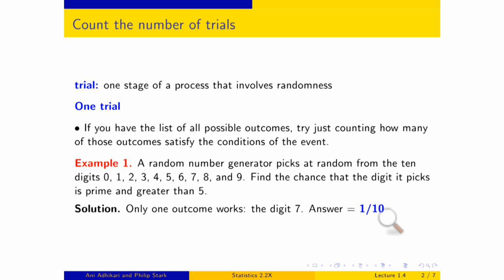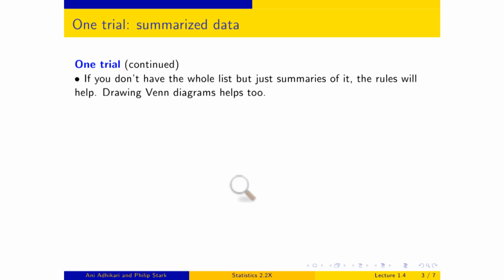Look, no rules. Well, there are rules in the background, but you don't have to do any formal application of a rule. So if you have the whole list of outcomes, just please stare at the outcomes and just count which ones satisfy the conditions. Now, sometimes the list is long enough that you don't have it all, you have it in a summary form. In that case, the rules do help. What really helps for me is the Venn diagrams, drawing pictures.